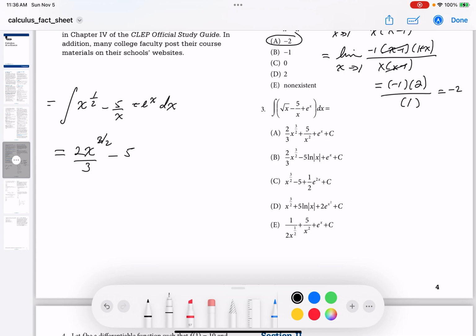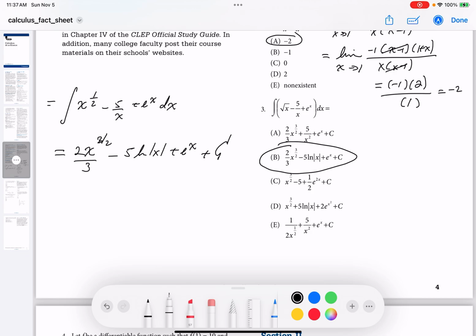Minus 5. Well, that's going to be the natural log of the absolute value of x. Then plus e to the x plus some constant of integration. And let's see if we see that somewhere. And I think I see it in choice letter B.